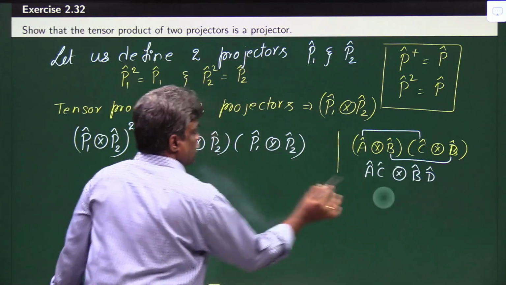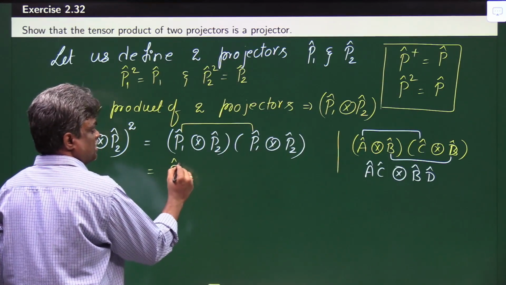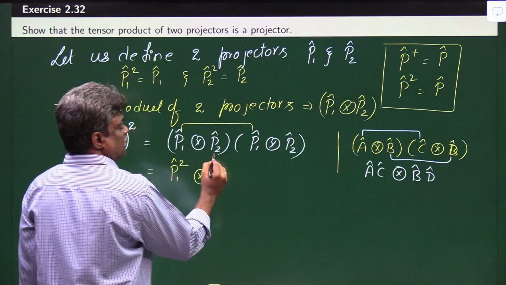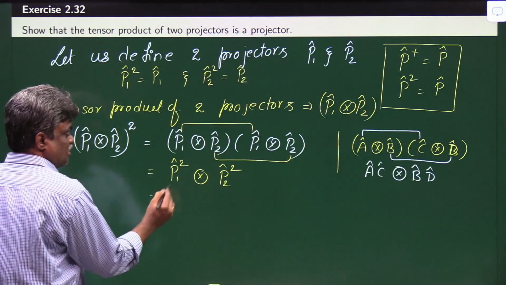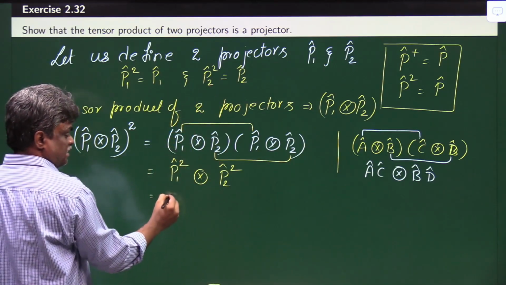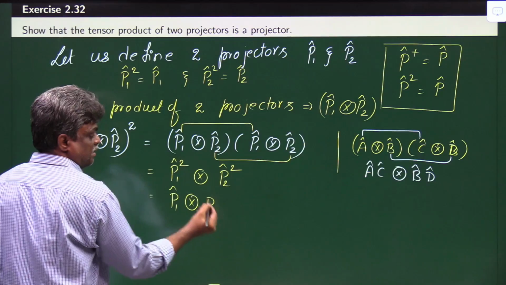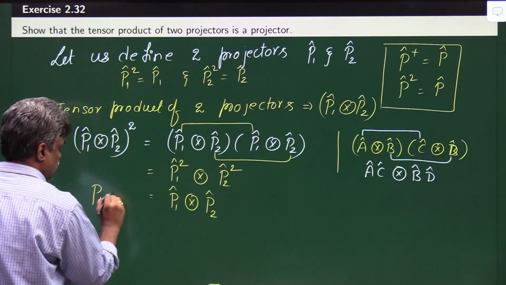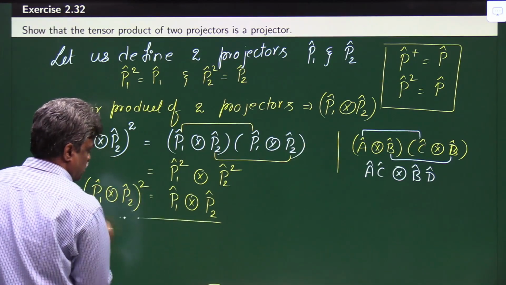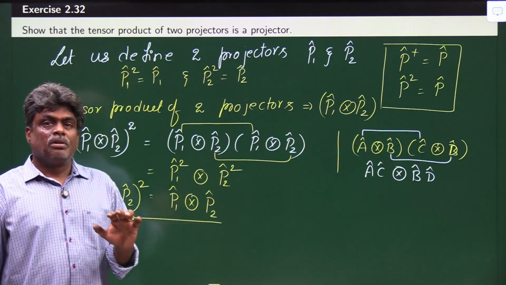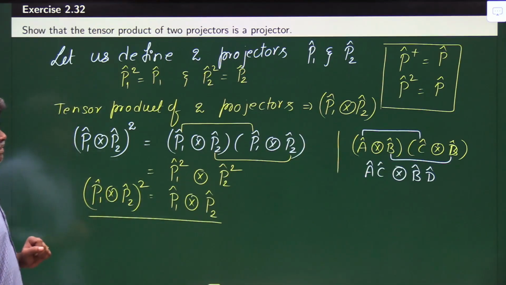So by using that property, first we have P1 tensor P1, which is P1 squared, and second, P2 into P2, which is P2 squared. We know P1 and P2 are projection operators. That's why we can write P1 tensor P2 again. So finally we got (P1 tensor P2) whole squared equal to P1 tensor P2. So the product of two projection operators is also a projection operator.